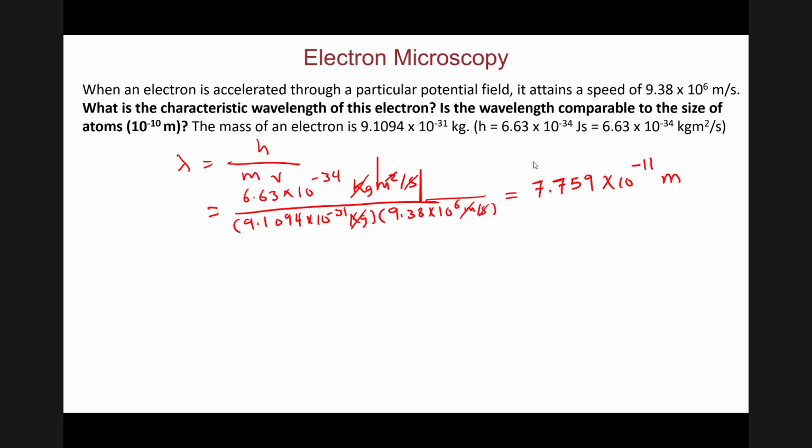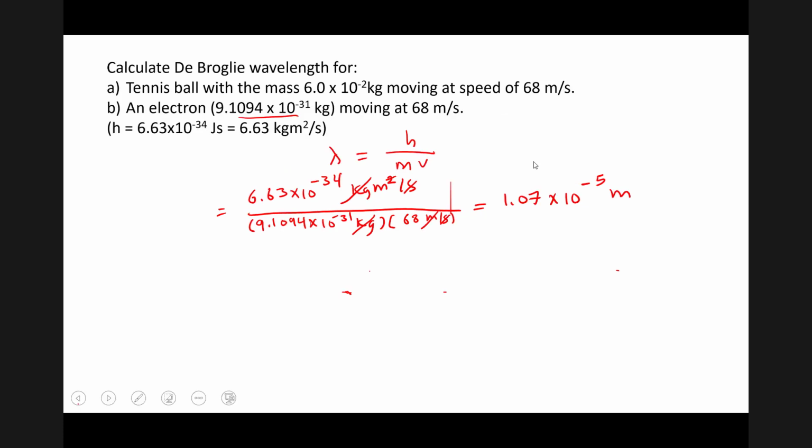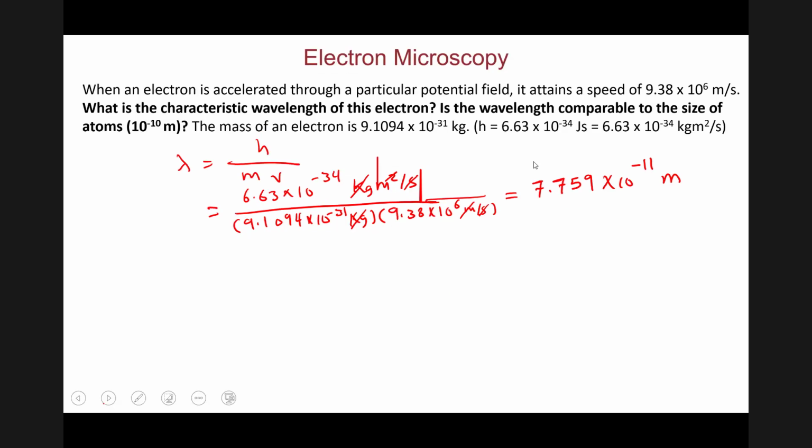Just to put this into perspective, the new wavelengths here in comparison to the wavelengths when the electron was much slower, that we calculated in the previous slide, which was 1.07 times 10 to negative 5 meter. When we increase the speed significantly, we see that we made the associated wavelengths, the characteristic wavelengths, much shorter.